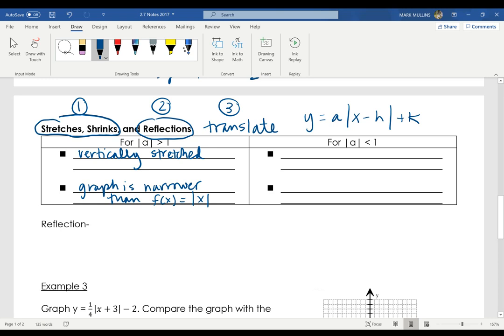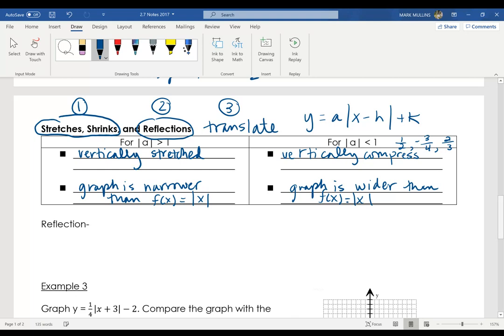Now over here, if we're looking at the absolute value of a is less than 1, so that could be like a 1/2, or it could be a -3/4, right? Absolute value of that is still 3/4. It could be 2/3. So this is going to vertically shrink or compress. Vertically compress. And the graph is going to be wider than the parent function. In this case, our parent function, of course, is just f of x equals absolute value x.